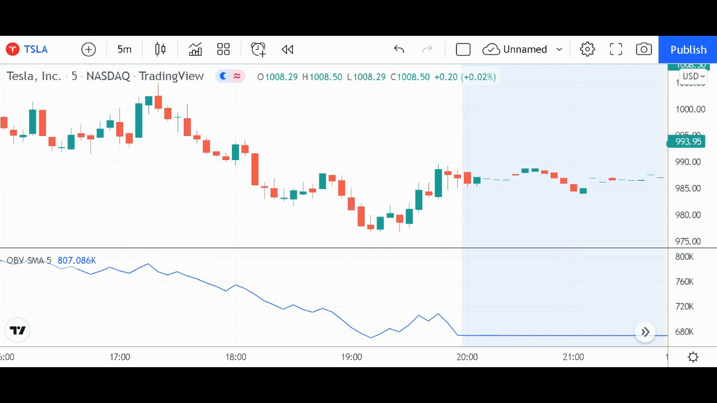So I hope this was helpful to you. OBV, on balance volume. Why not try it out with, not real money though?